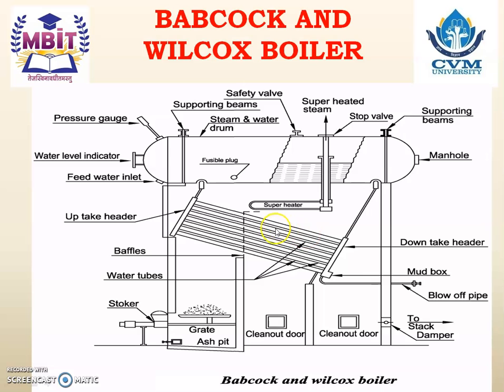Tubes are connected to the drum using the downtake header and uptake header, and between the downtake header and uptake header, a number of tubes are connected. The combustion chamber, you can see here, is provided at the bottom side of the boiler drum, outside the boiler drum. And this one is the place for the chimney.